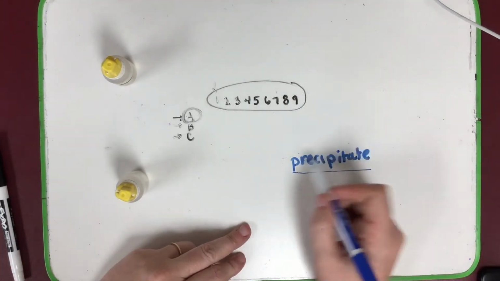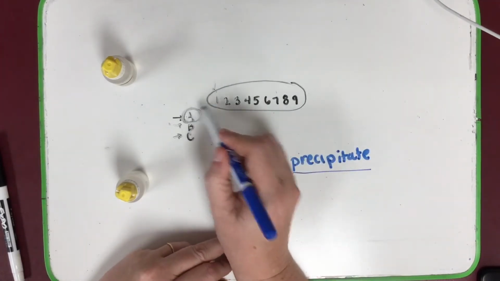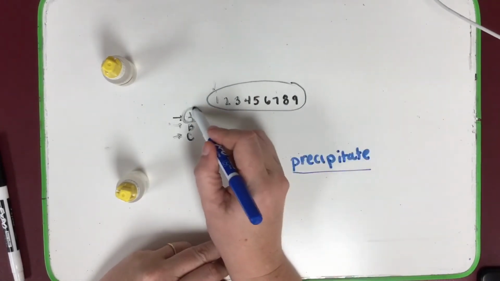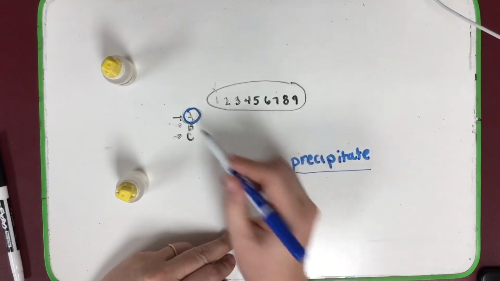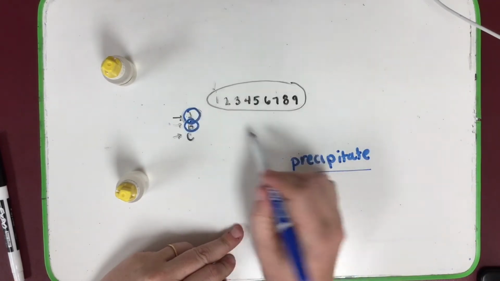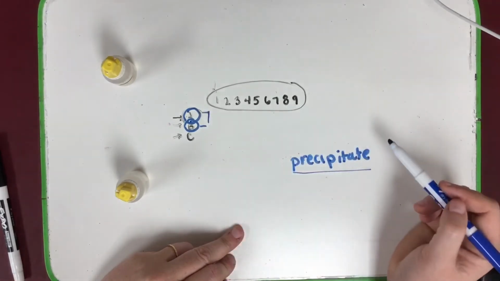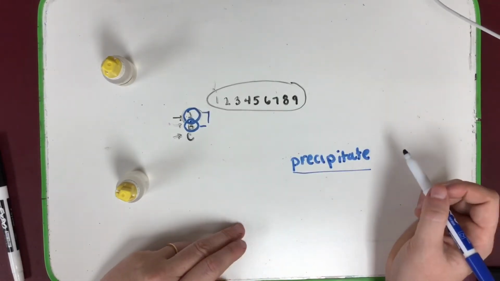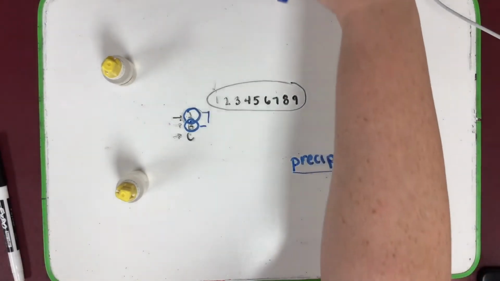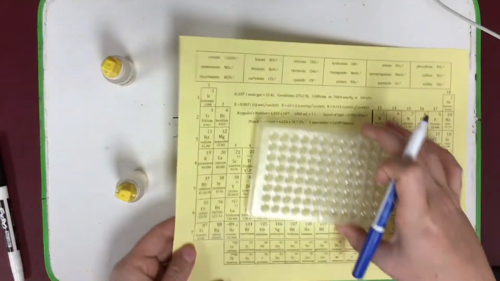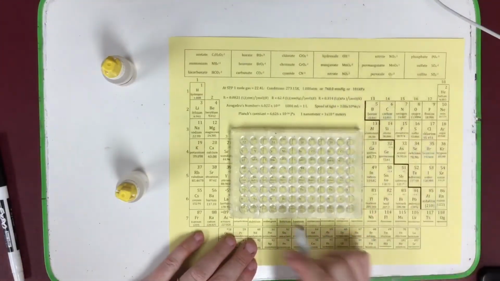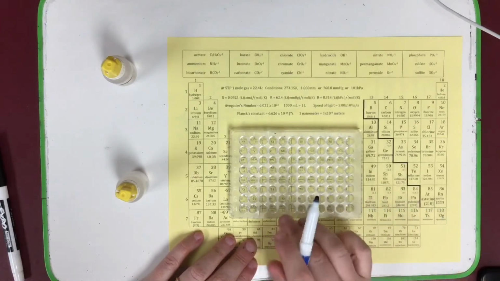So the precipitate is a cloudiness that would form anytime one of these numbers might react with letter A. Same thing would happen with solution B. A precipitate would form. For A and B, sometimes it's kind of hard to see whether that cloudiness occurs. So one thing you might want to consider doing is actually sitting your well plate on some sort of paper that has writing on.